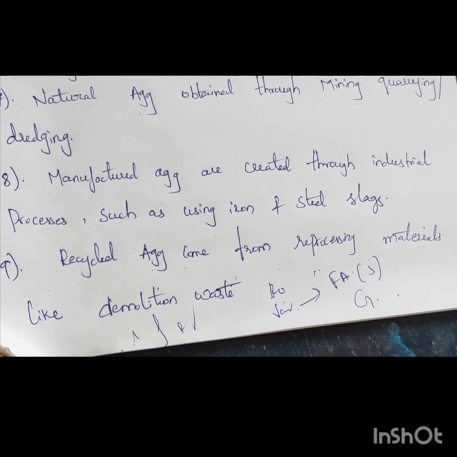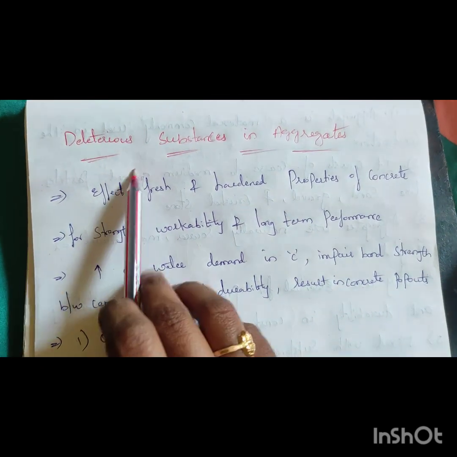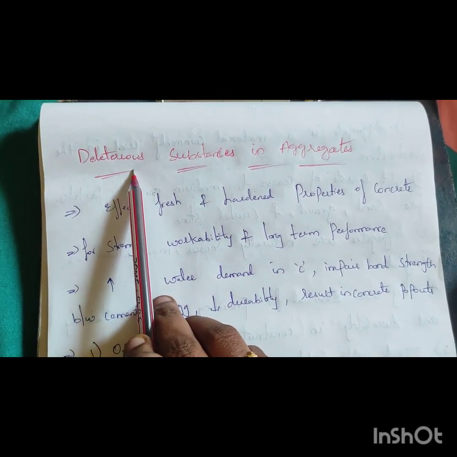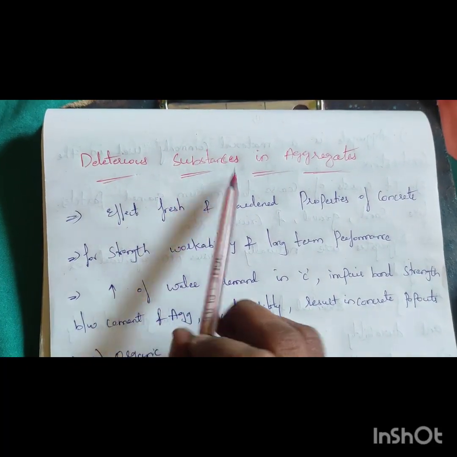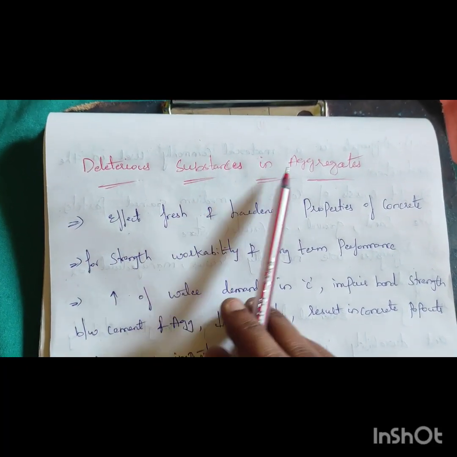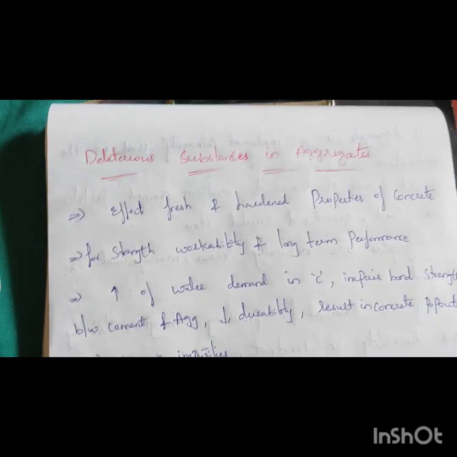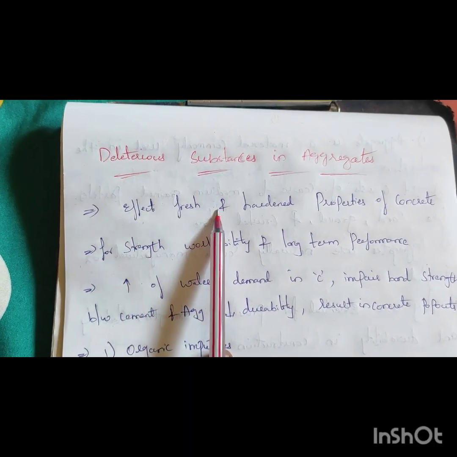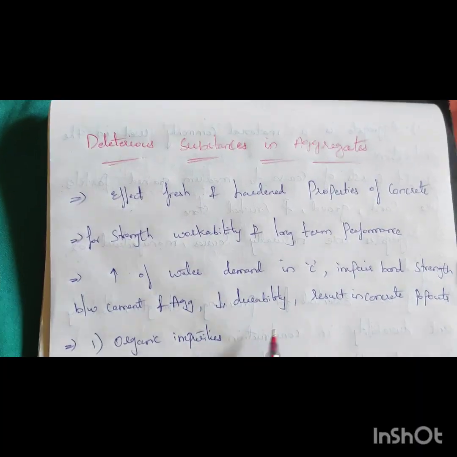And this is about the aggregate. The next topic is deleterious substances in aggregates. Deleterious means harmful and damaging. So now we have to know what the harmful and damaging substances in aggregates are.